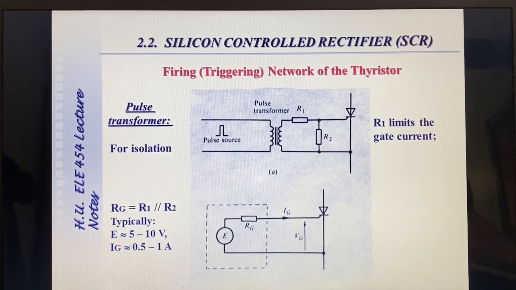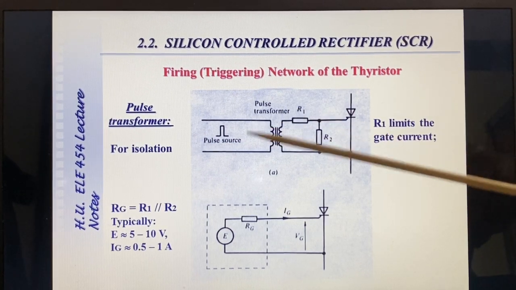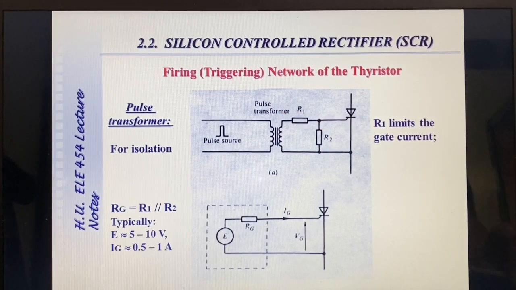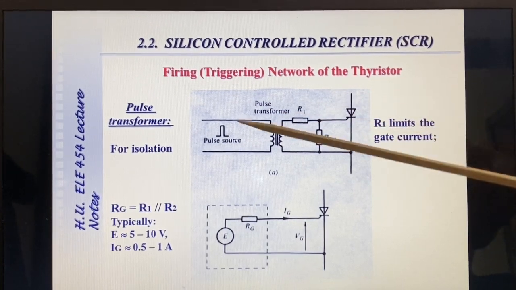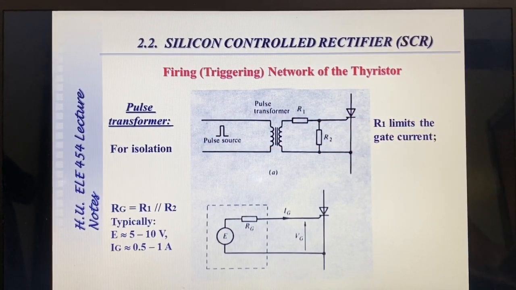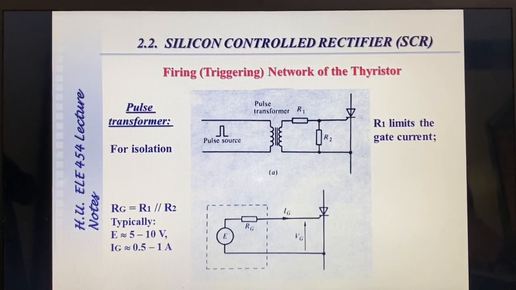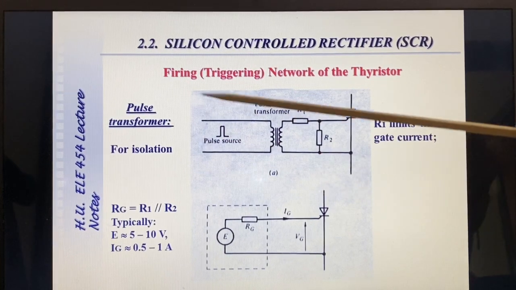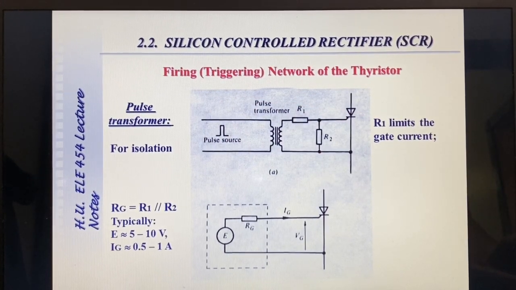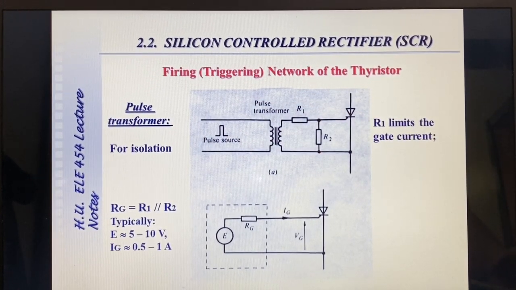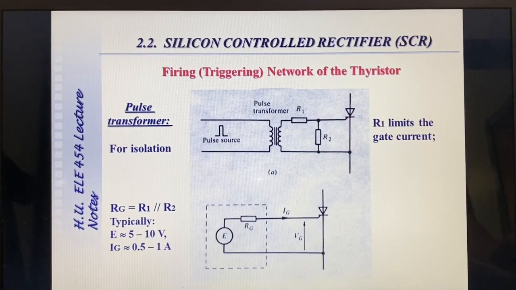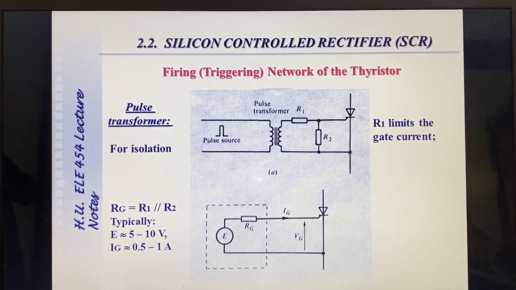So a typical triggering network for the thyristor is given here. In general, a pulse transformer is used in order to isolate the thyristor device from the electronic pulse source. In the case of a fault occurring in the power circuit, this must not propagate to the sensitive electronic circuits, microcontrollers, chips, other analog controllers, etc.